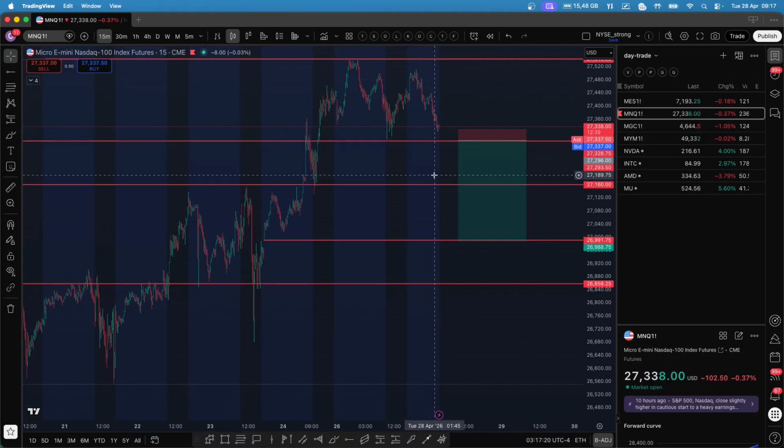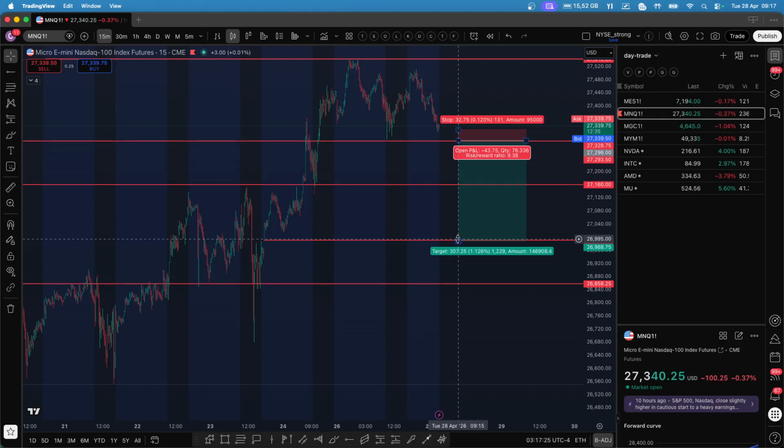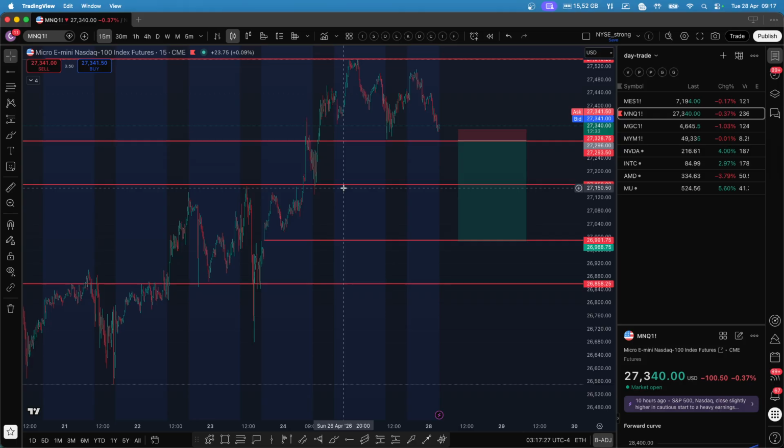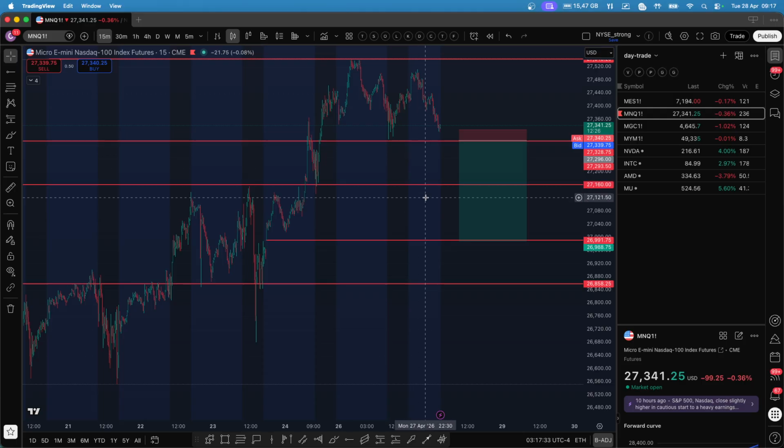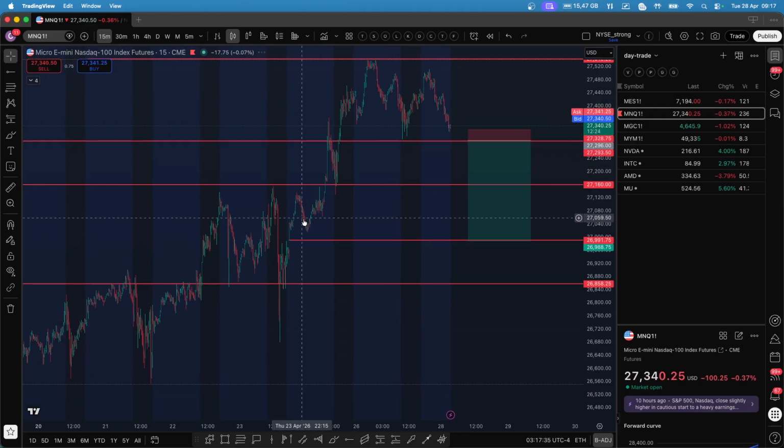Basically, it depends whether you want to fade the rally towards the downside. If you want to fade this move towards the downside, then this is a good play. Or if you want to trade with the trend, which is an uptrend, then this could be a level. One of the significant levels is 26,980 and 27,162.